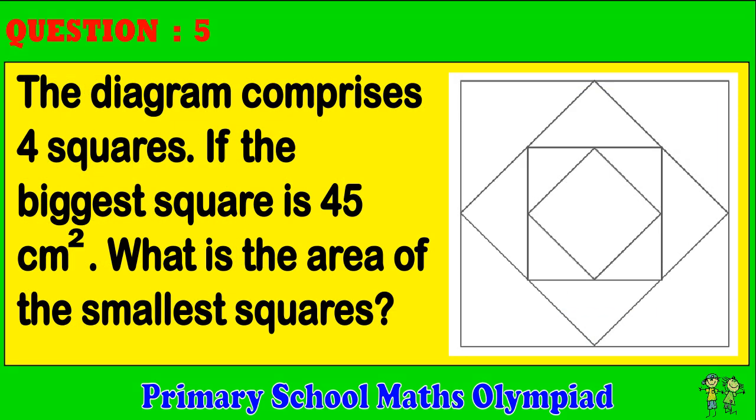Question 5. The diagram comprises 4 squares. If the biggest square is 45 centimeters squared, what is the area of the smallest squares?